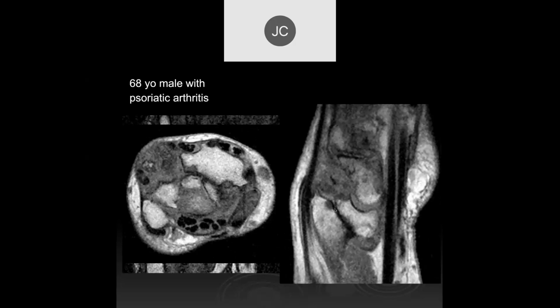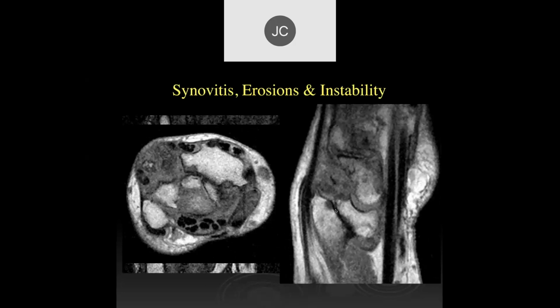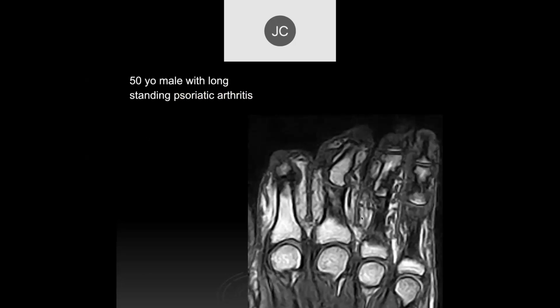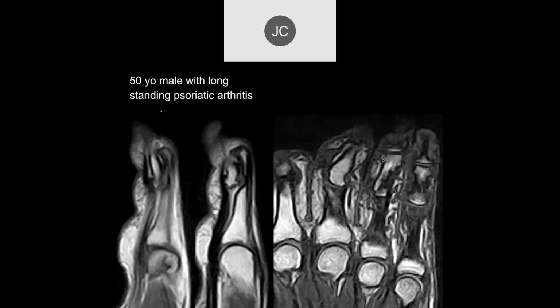Here we can see a lot of instability of the wrist from chronic inflammatory changes. And this patient had psoriatic arthritis, poorly treated for a long period of time. And you can also get deformities if this is left untreated. Again, the metacarpal phalangeal joints look pretty good, and all the disease is distal.